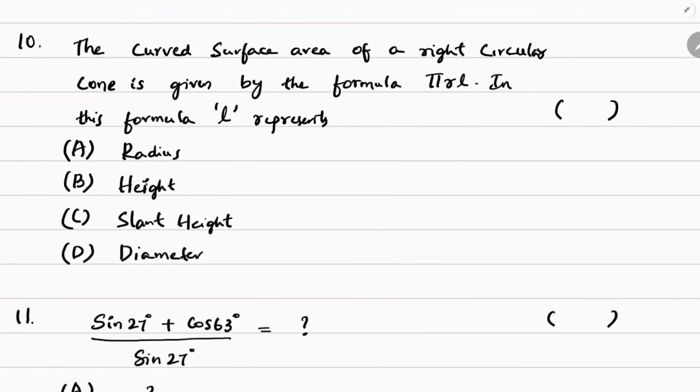10th one. It's a direct question. The curved surface area of a right circular cone is given by the formula pi r L. L represents the slant height. So correct option is C.